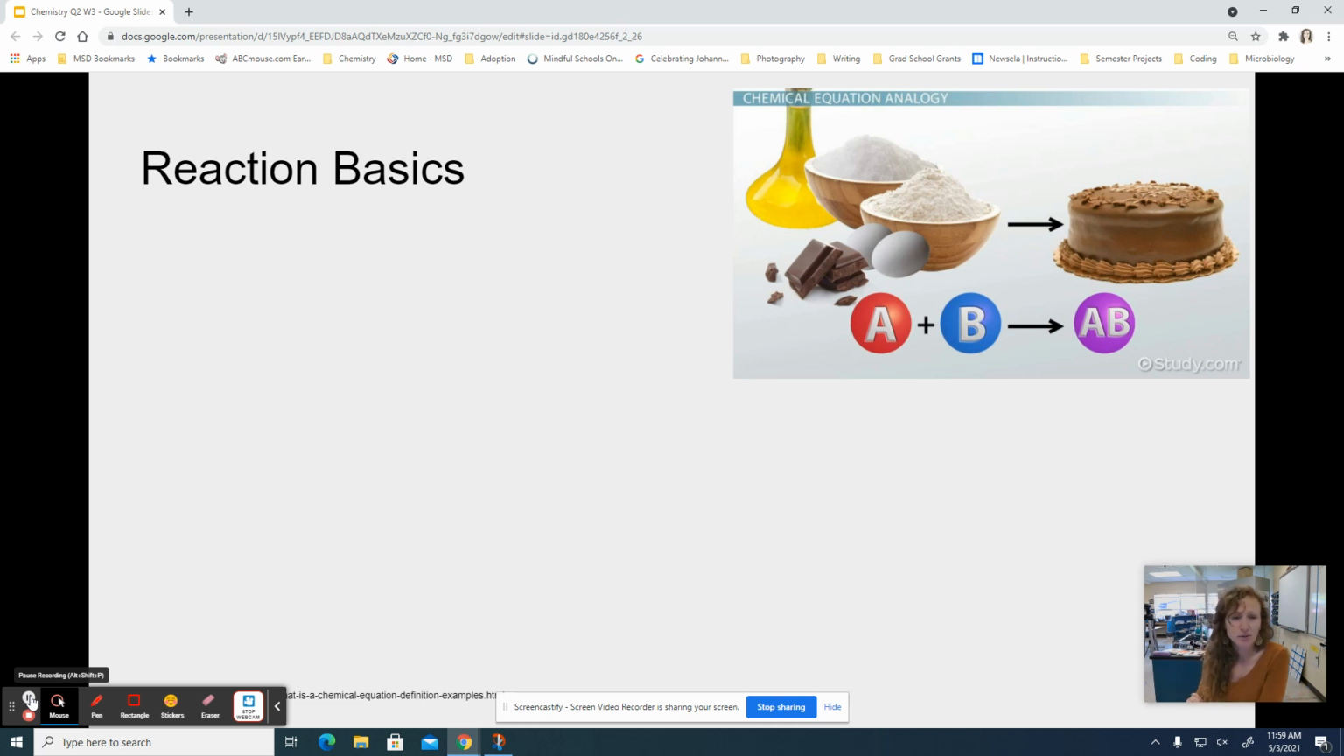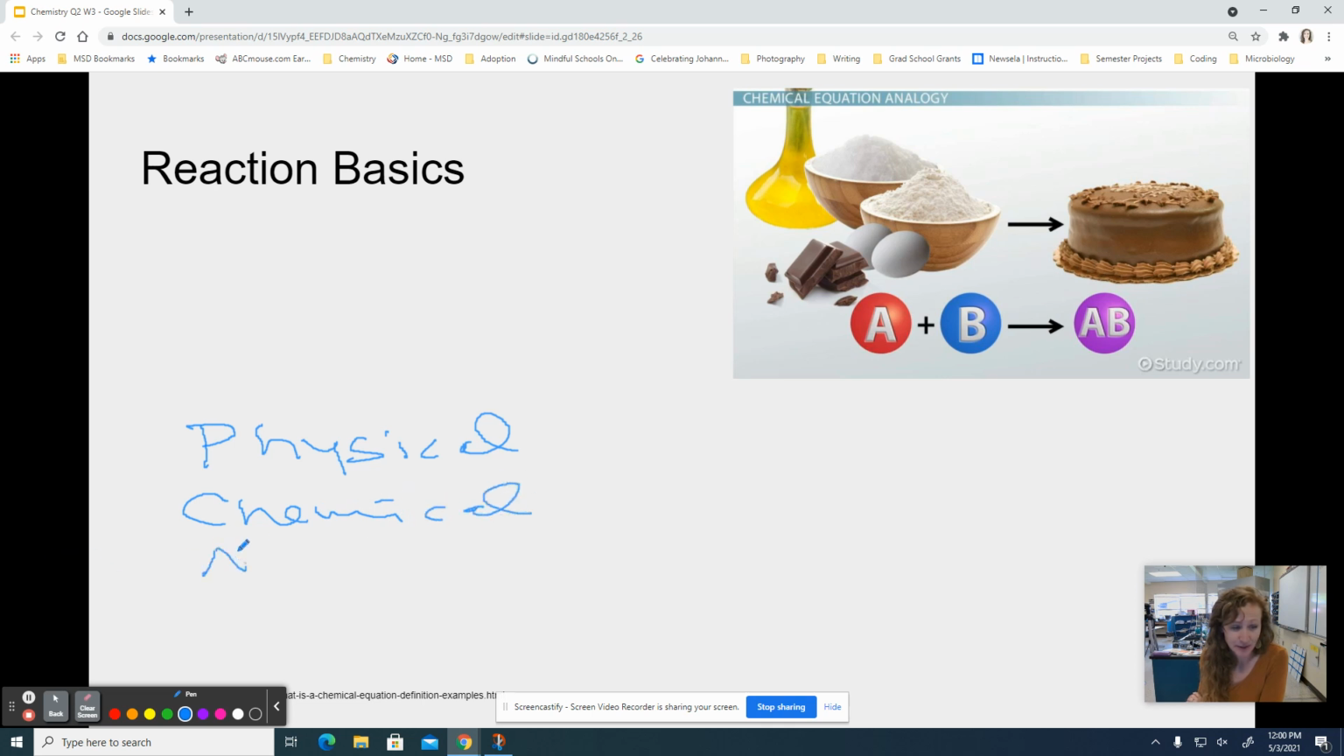So how do you know that it is a chemical reaction? Well, that's a fantastic question. So first of all, there are three different types of reactions that we may be talking about. One is a physical reaction, one is a chemical reaction, and one is a nuclear reaction.